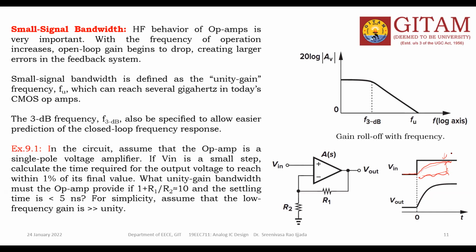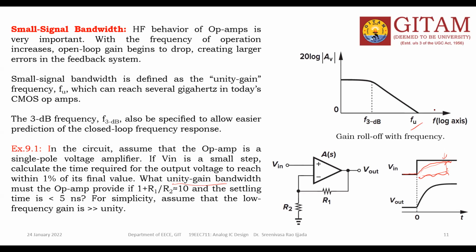And one more thing, what unity gain bandwidth must the op-amp provide? If 1 plus R1 by R2 is approximately 10, and settling time is less than 5 nanoseconds, what is the unity gain bandwidth that we want to find? Unity gain bandwidth means FU, sorry, that we want to find.